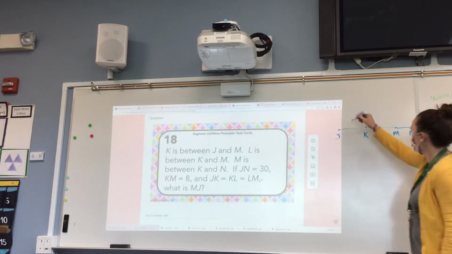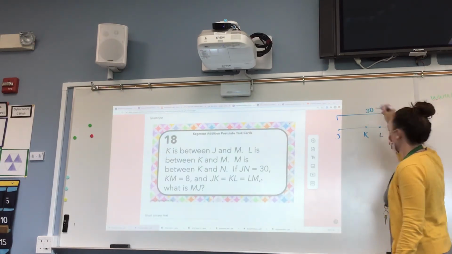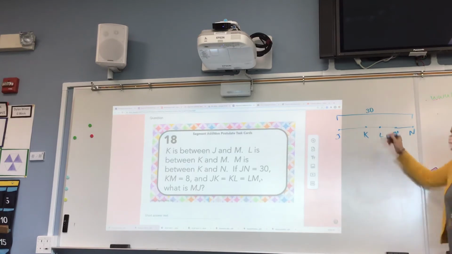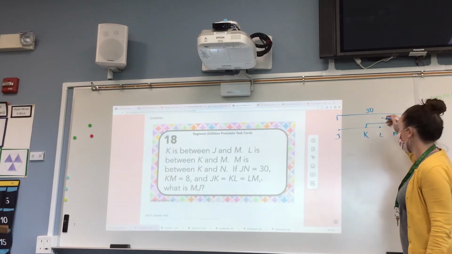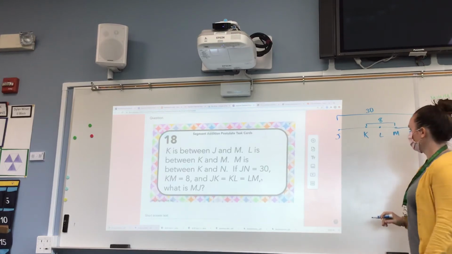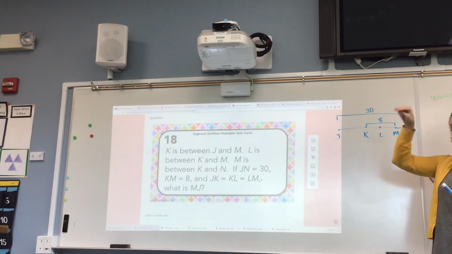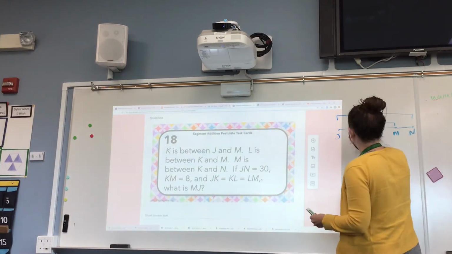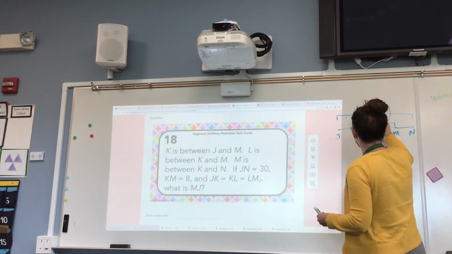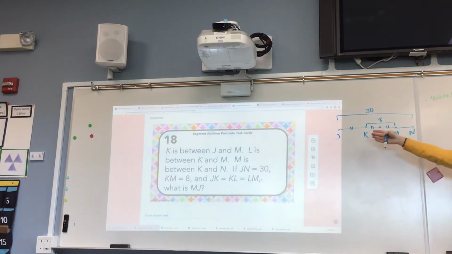M is between K and N. JN, the whole thing, is 30. KM is 8. JK equals KL equals LM. How do I mark that here? Avery? That they're equal or congruent. So what's the mark that I put on here? 2 lines. You could do 2, 2, 2, or 1, 1, 1. It doesn't matter for the congruent marks how many you do as long as they're all the same.